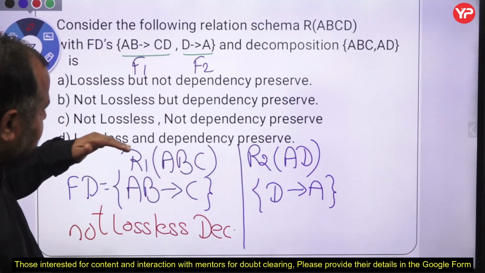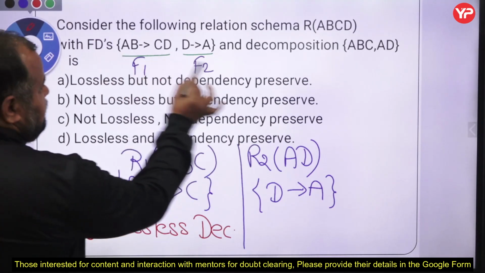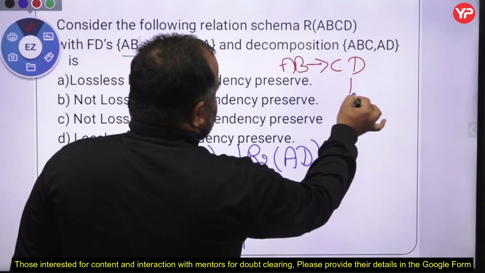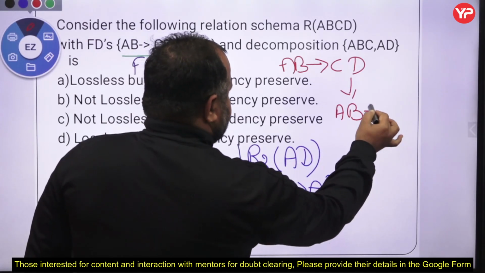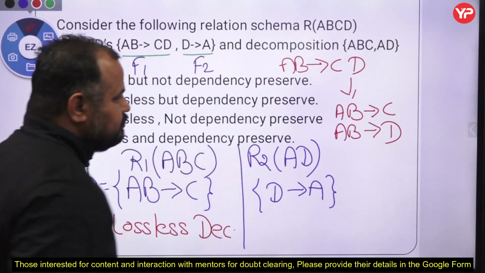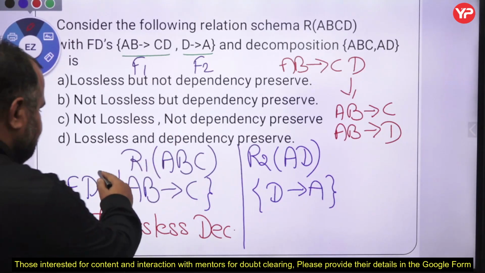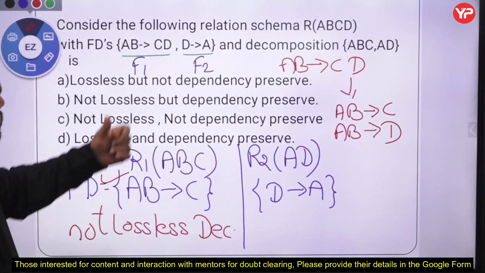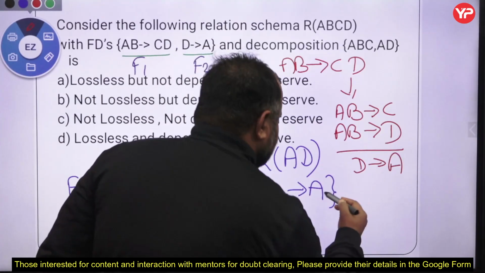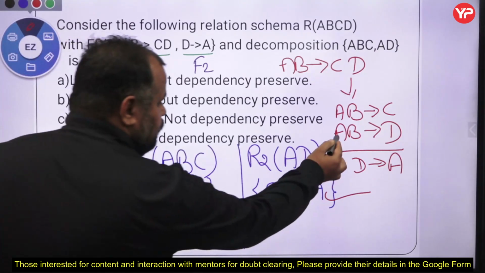Now moving ahead, is it dependency preserved? Now see, my dears, we know that we can write AB determine CD as AB determine C and AB determine D, with the decomposition rule, where the right hand side we can split. Now AB determine C is present, and we have one more, that is D determine A. D determine A is present, but is AB determine D present? No. How can you check?